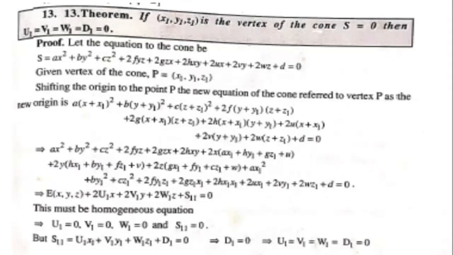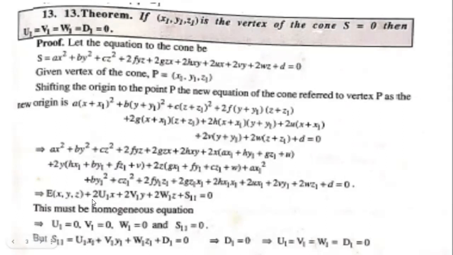Now that can also be written as ax square plus by square plus cz square plus 2fyz plus 2gzx plus 2hxy plus 2x times (ax1 plus hy1 plus gz1 plus u) and 2y times (hx1 plus by1 plus fz1 plus v) and 2z times (gx1 plus fy1 plus cz1 plus w) plus ax1 square plus by1 square plus cz1 square plus 2fy1z1 plus 2gz1x1 plus 2hx1y1 and 2ux1 plus 2vy1 plus 2wz1 plus d equal to 0.